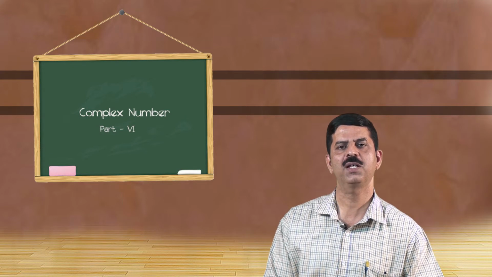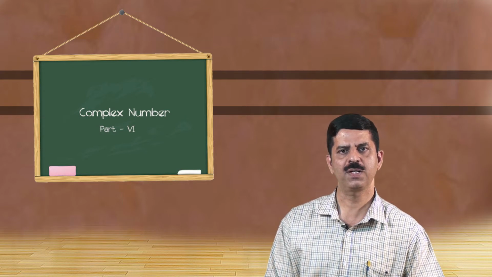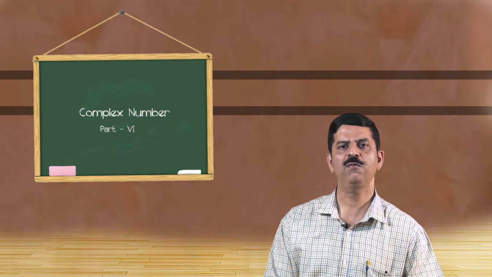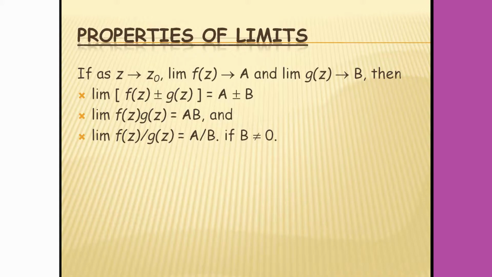Similarly, for multiplication, the limit of f of z into g of z is equal to the limit of f of z into the limit of g of z, which is equal to ab. In the same fashion, the limit of f of z divided by g of z is equal to a by b, provided the limit of the denominator g of z is not equal to 0. That means b should not be equal to 0, so that it is defined.